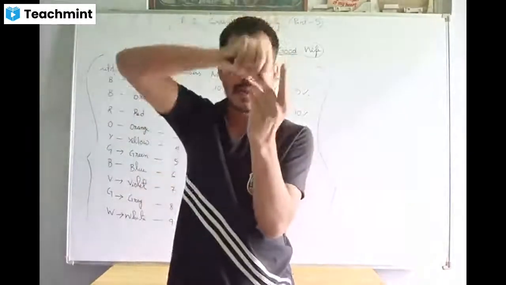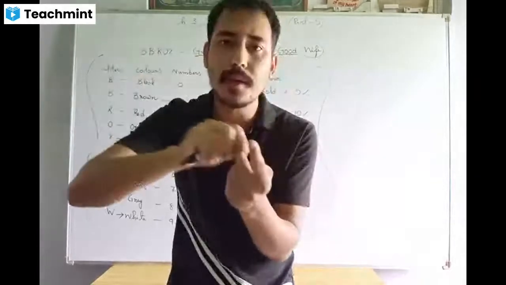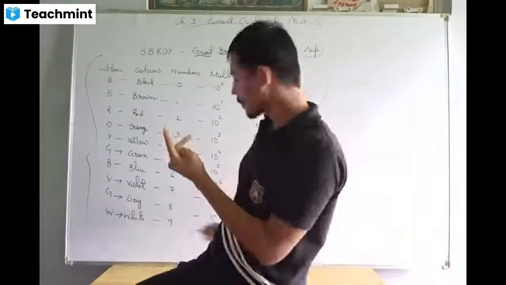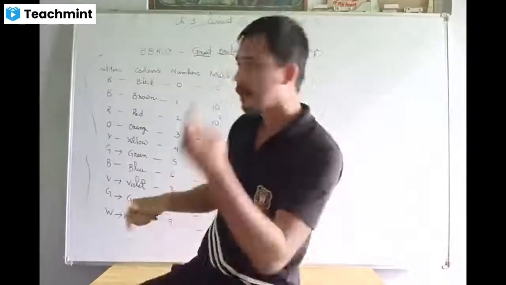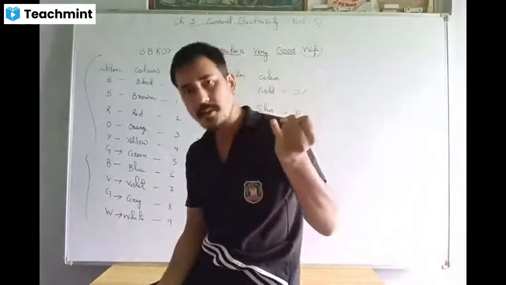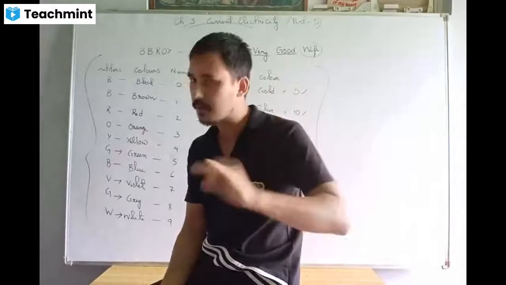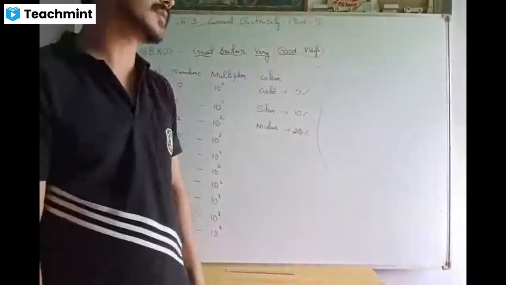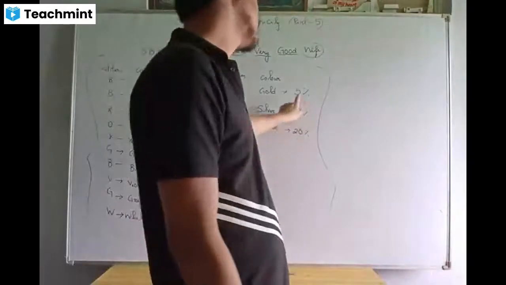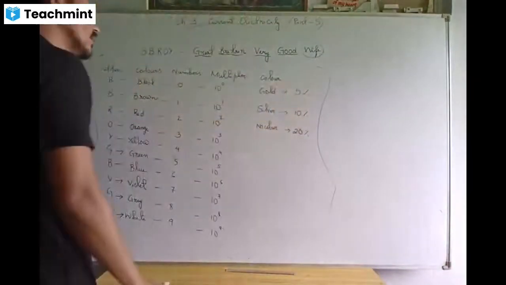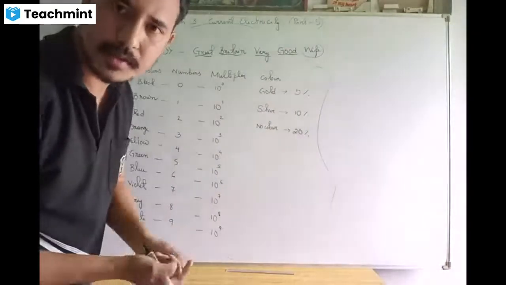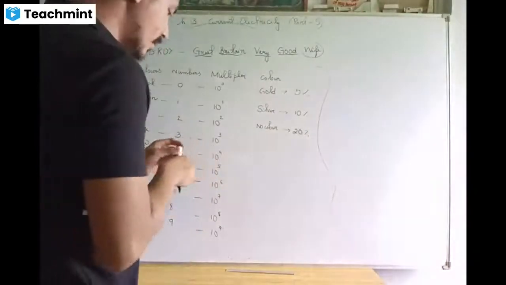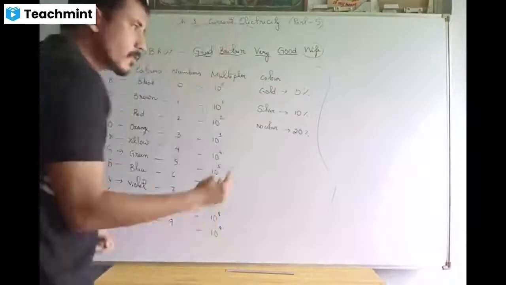The third color band gives you the multiplier, meaning the order of the magnitude. The fourth color band will be either gold, maybe silver, or no color, and it gives you the tolerance of the resistance. Tolerance means it can be this much percent greater than the given value, or this much percent less than the given value. All right? Is it clear? So let's try out two questions.